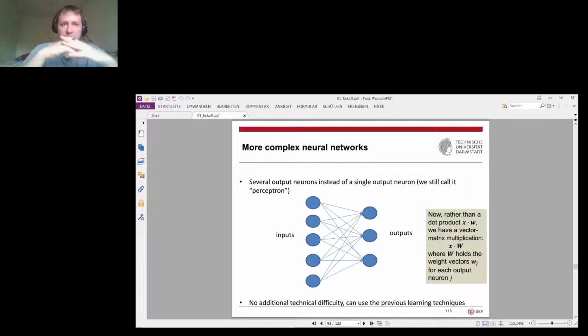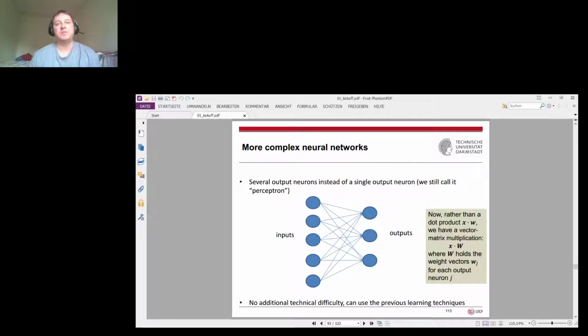Another aspect is that we often code the output label as a one-hot vector, so it has exactly one 1 and the rest is 0. And this one-hot vector represents a certain class, for example, class number 3. So class number 3 could be an elephant, class number 4 could be an ape, class number 5 could be a cat. So then also you want multiple output units. There's no additional technical difficulty from having an additional output unit.